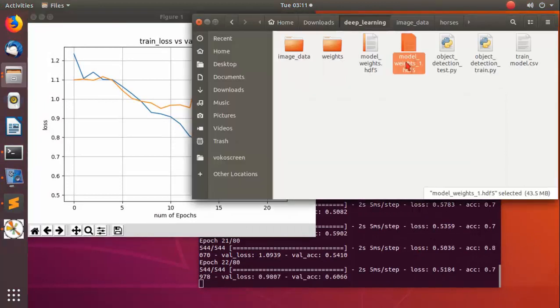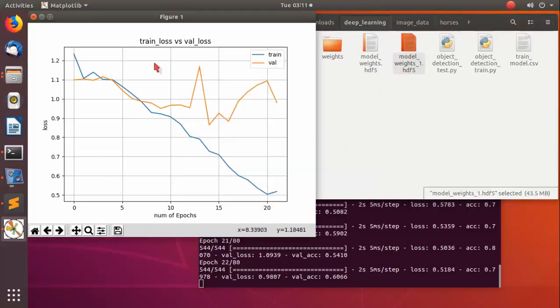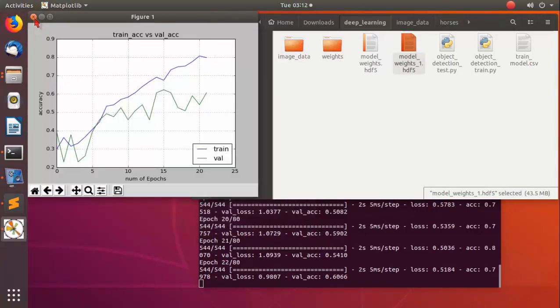So now our model is trained. This is our model weight file, which is newly created, and this is our train loss versus validation loss graph, and this is our train accuracy versus validation accuracy graph. As you see, our training accuracy is increasing with the number of epochs, and our validation accuracy is also increasing.